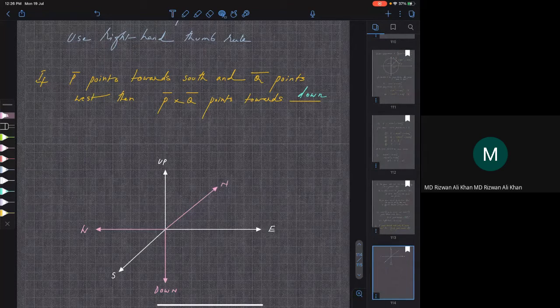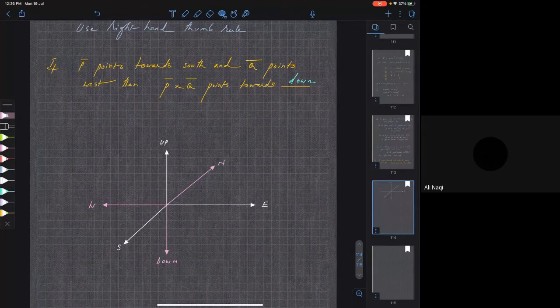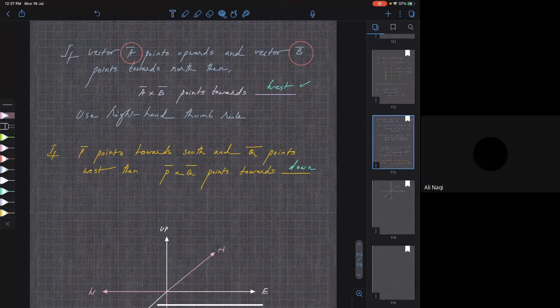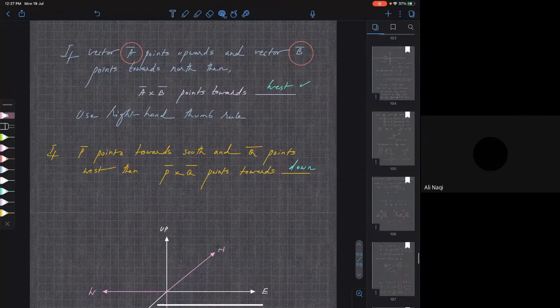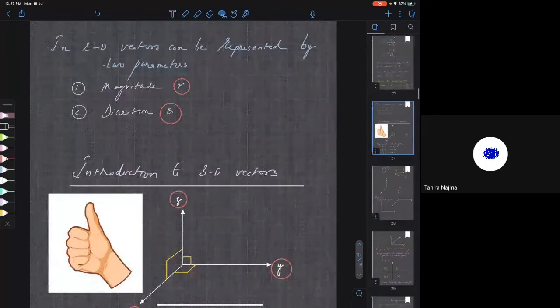Sir, is down into the plane? No, here we don't have anything into the plane. In these diagrams, north is into the plane, south is out of the plane. East is right, west is left, up is up and down is down. Clear? Yes, sir, clear. Anybody has any problem in applying right hand thumb rule? No, sir.